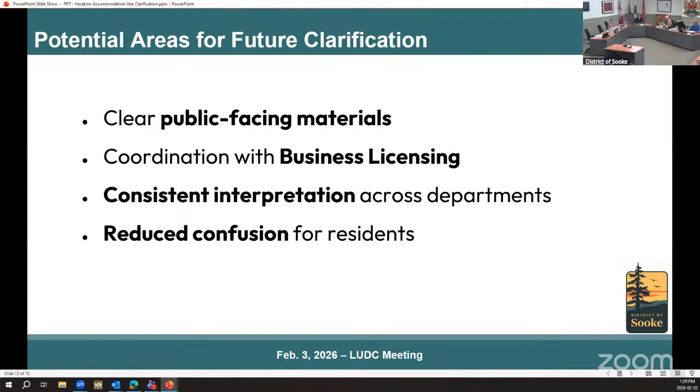In addition to the statutory public hearing, which would be required for these amendments, staff anticipate the need for clear public-facing materials to explain any proposed changes. Staff have recently launched a series of public information bulletins related to development permit activities, for example, and would consider this topic to warrant similar treatment. Coordination with the business licensing division and other internal departments would also be essential to ensure consistent implementation.